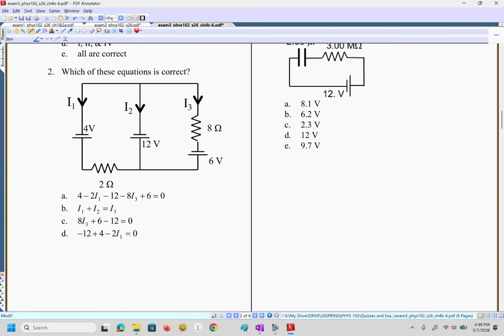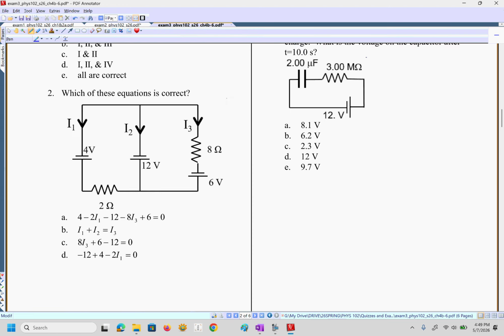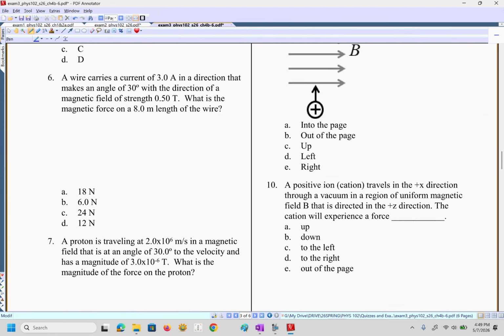It's sort of like where I have number 2 and number 3, it'll be like that, where I have a circuit, you find the right equation, and then you also find one of the currents in the circuit. Are we good on that? Okay, y'all speak up if you want me to work something. All these are fair.